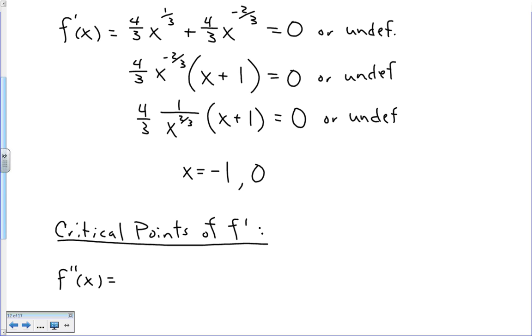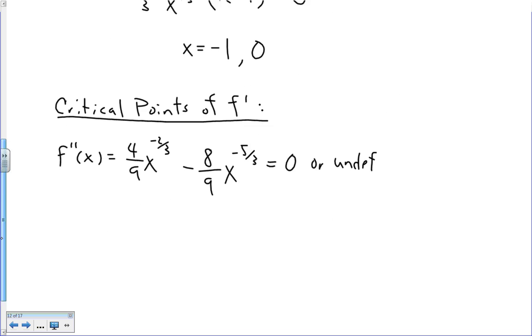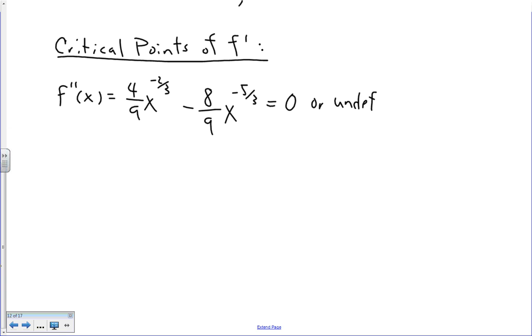So if I take the derivative of that very top line there, I'm going to get 4/3 times 1/3 is 4/9 x to the -2/3. Plus, actually it's going to be minus here, so I'll change that subtraction. It's going to be a minus -2/3 times 4/3 is a -8/9 x to the -5/3. And that's equal to 0 or undefined. We need to find out where the derivative of f prime, that is f double prime, is equal to 0 or undefined. And now let's do some factoring like we did before.